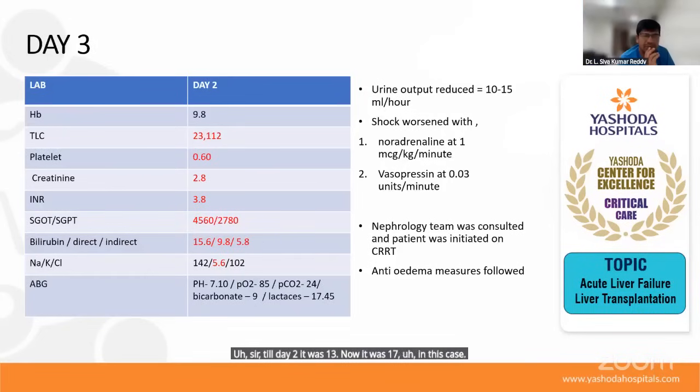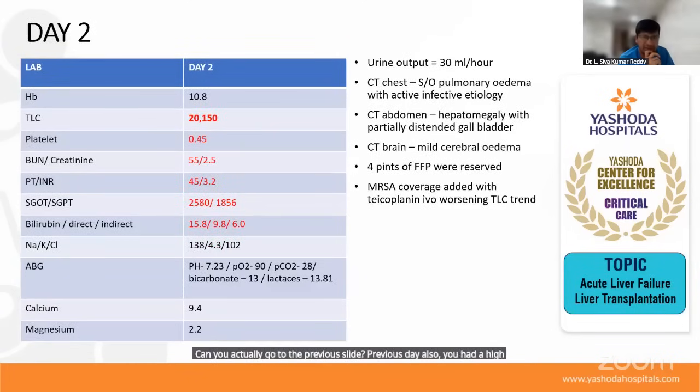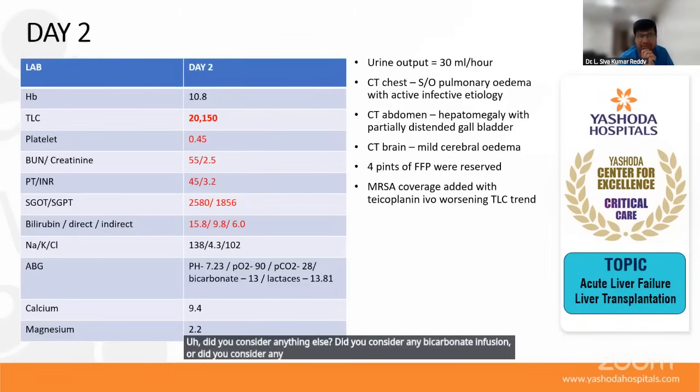Can you actually go to the previous slide? A previous day also, you had high lactates, you had borderline urine outputs, metabolic acidemia was there. Did you consider anything else? Did you consider any bicarbonate infusion, or did you consider any dialysis at this point of time?